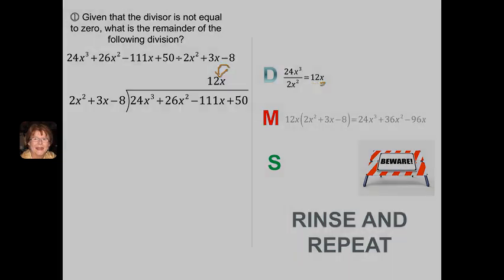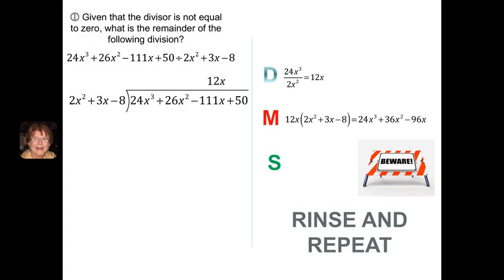You perform your multiplication. You're going to multiply the beginning of your result by the divisor. 12x times the divisor. And you're careful. 12x times 2x squared, 12 times 2 is 24, x times x squared is x cubed. You've got to multiply that 12x by every single term. 12 times 3 is 36, x times x is x squared. And I can't forget my last term, 12x times negative 8 is negative 96.